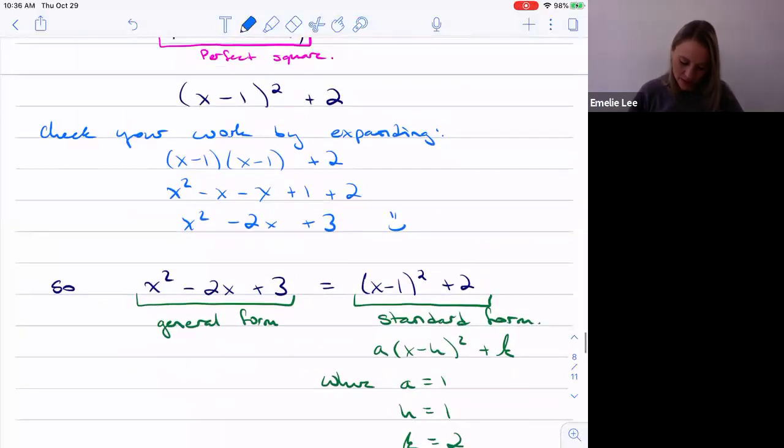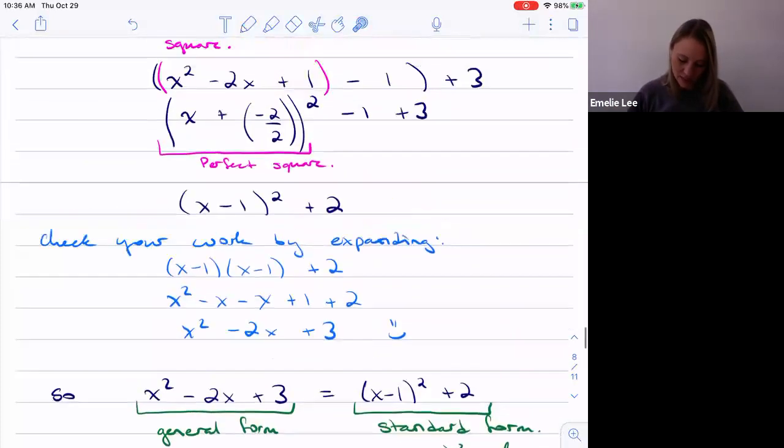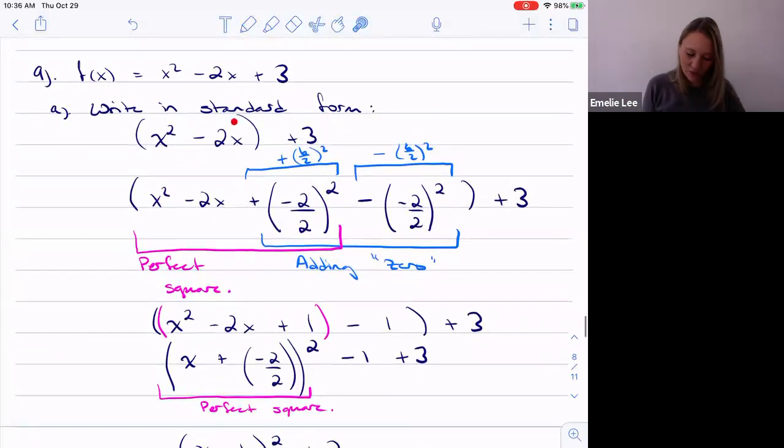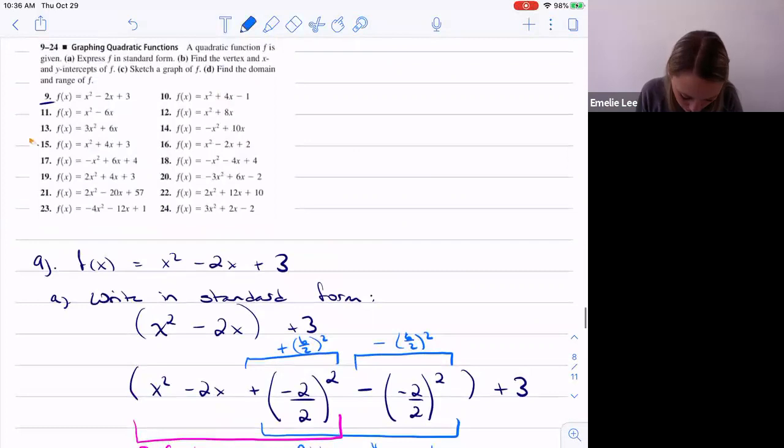The hardest part, I would say, is writing it in standard form. Once you have it in standard form, then you've got choices, right? You've got x squared, you've got the general form or the standard form, and you can use whichever one's easiest. So let's go do one that's a little bit trickier.